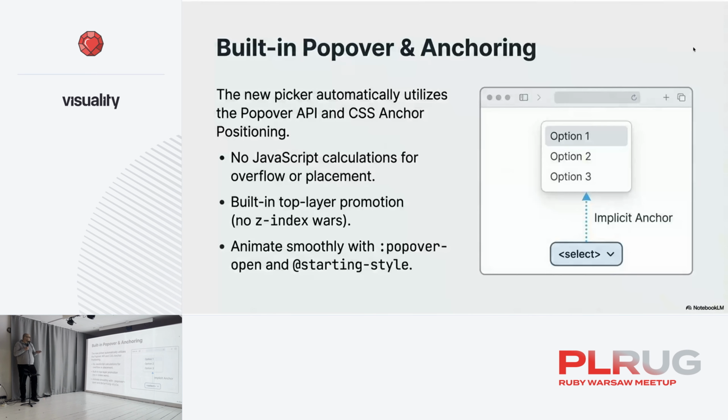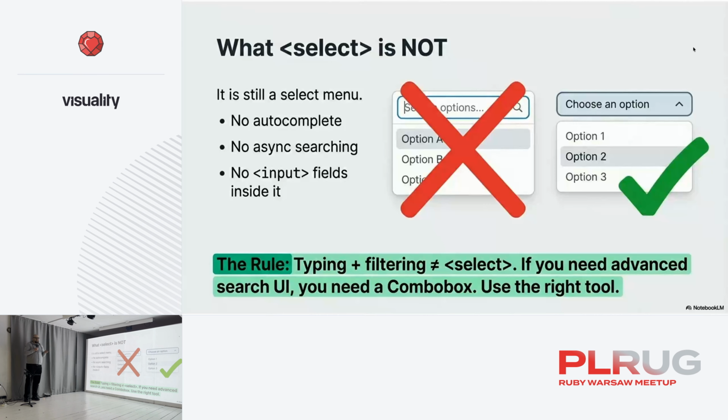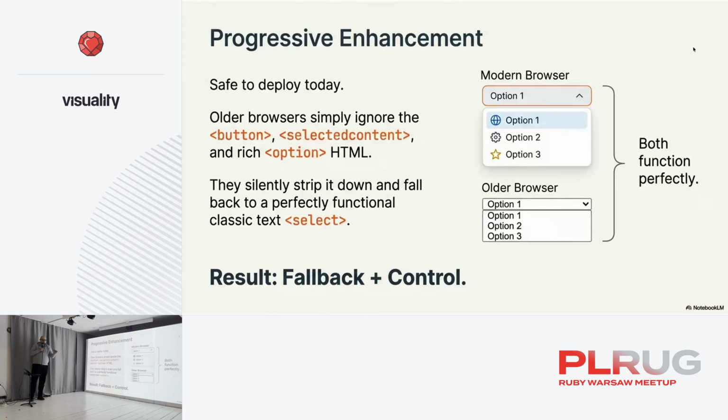And unfortunately, even with these new possibilities, when we have autocomplete or async searching, we still don't have an input field. If you want a combo box with, for example, filtering or async searching, we still have to use a custom library, unfortunately. This will not change with these new APIs. And when we use this new approach, we still have a functioning select. With older browsers which don't support this new API, we will receive the classic select, which worked like 20 years ago.